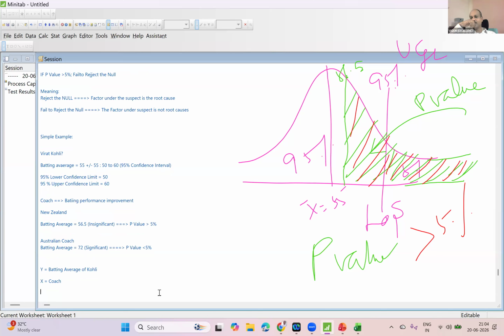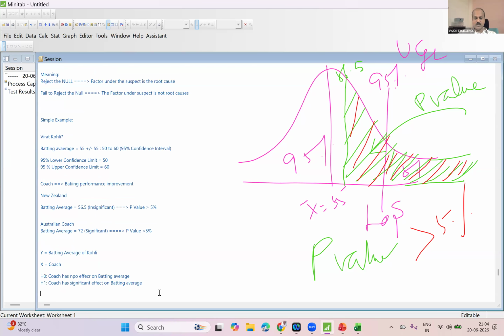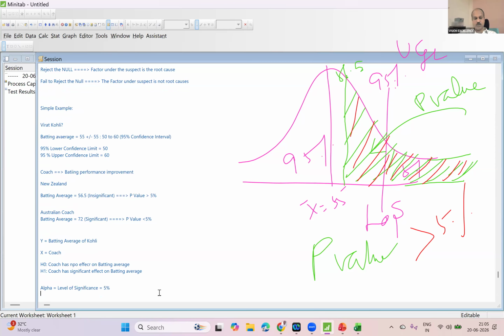And now your null hypothesis is: coach has no effect on batting average. Then what will be the alternate? Coach has a significant effect on batting average. And what is the confidence interval you have selected? 95%, right? So alpha is 5%. What is alpha? The level of significance. That's step number 2 done.